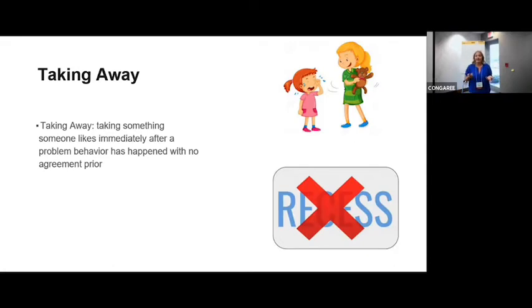Now it's different if we had an agreement that, hey, I need you to bring your homework in and then you can earn extra recess time or whatever. And if you don't bring your homework in, you won't be able to go out for recess. I mean, recess isn't a great example because we really should never take away recess. But if you have an agreement prior, that's different. But just taking something away from someone is really inappropriate and rude, and you would never want that to happen to you.